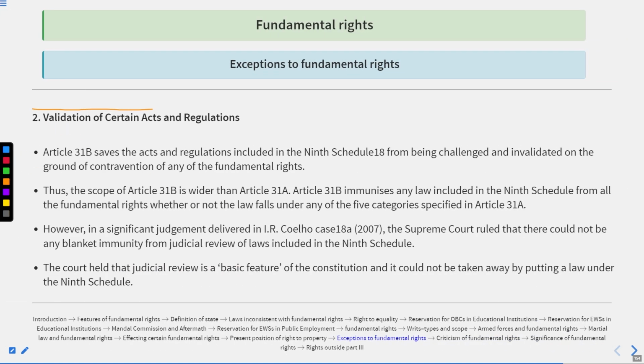Thereafter, the second case is validation of certain acts and regulations. Article 31B saves the acts and regulations including the 9th Schedule from being challenged and invalidated on the grounds of contravention of any of the fundamental rights. The scope of Article 31B is wider than 31A. 31B immunizes any law which is included in the 9th Schedule, but 31A could specify only a few laws.